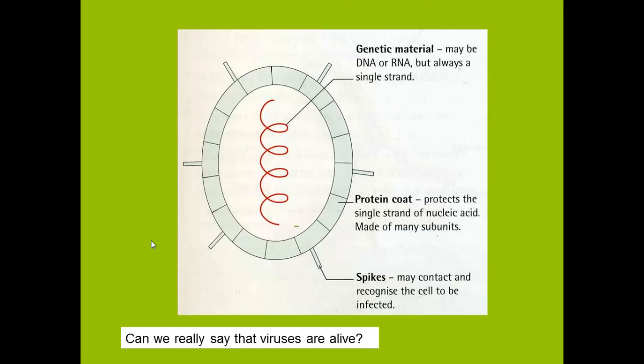Stylized diagram. This is one for your notes. We've got protein coat around the outside, with the spikes. You saw the spike on the H5N1 virus, and this is where it recognizes a host cell and is able to lock onto it to inject its genetic material, either DNA or RNA, but only a single strand of it. Can we really say that viruses are alive? Well, do they do the Mrs Gren functions? No, they don't. Other cells do it. They take over other cells. But on their own, no, they don't. So I don't think we can say that.